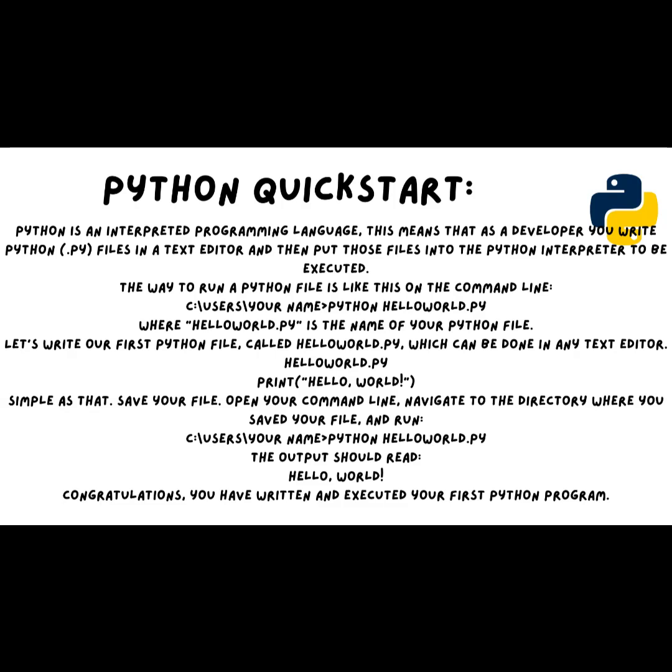Let's write our first Python file, called helloworld.py, which can be done in any text editor. helloworld.py: print("Hello, World!"). Simple as that. Save your file. Open your command line, navigate to the directory where you saved your file, and run: C:\Users\Your Name> python helloworld.py. The output should read: Hello, World! Congratulations, you have written and executed your first Python program.